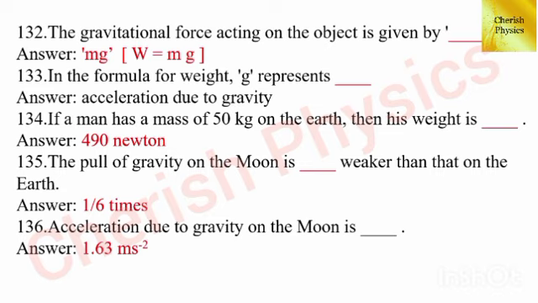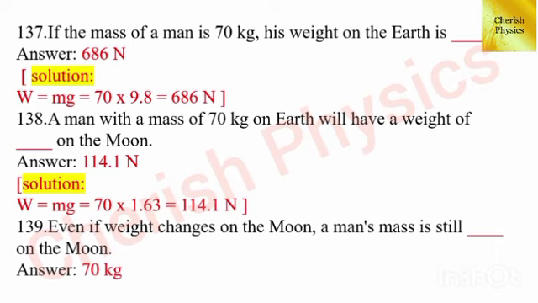Acceleration due to gravity on the moon is 1.63 meter per second squared. If the mass of a man is 70 kg, his weight on the earth is? Use the formula W equal to mg, mass 70 and acceleration due to gravity on earth is 9.8. So finally we get 686 Newton.